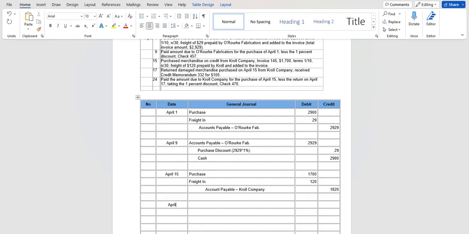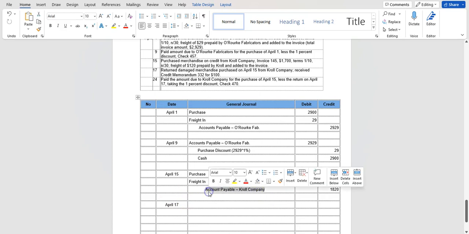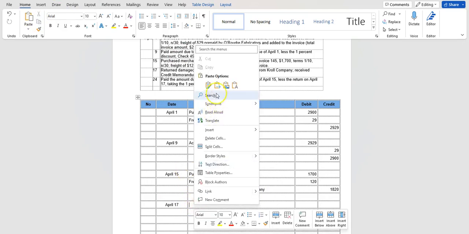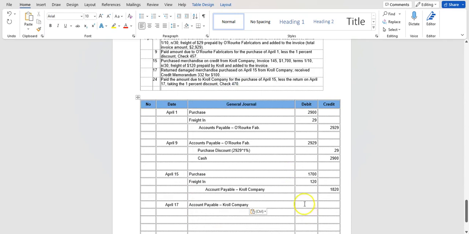So now we're going to go to April 17th. And it says we returned merchandise purchased on April 15th from Kroll Company and received a credit memorandum, and the credit memorandum number was 332, and that was for $100. So the first thing we need to do is take it off of this accounts payable subsidiary account. Okay, so I'm going to just copy and paste that, and we take that $100 off of there by debiting it.